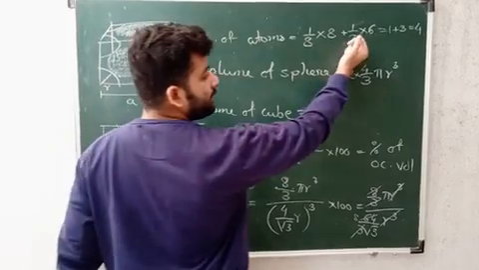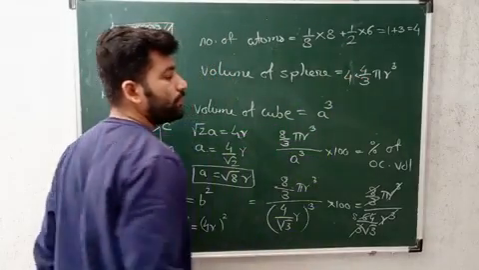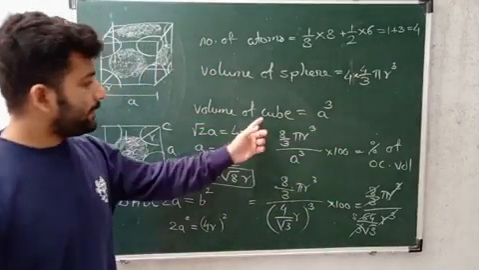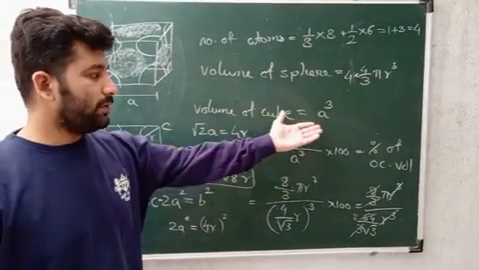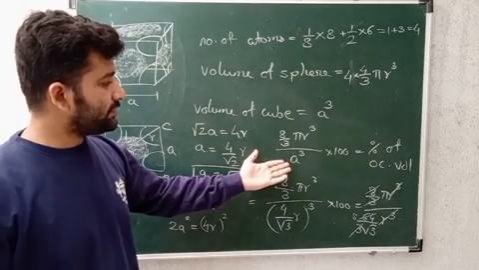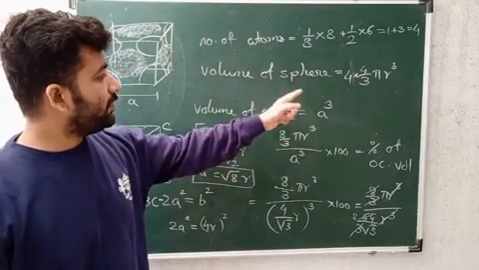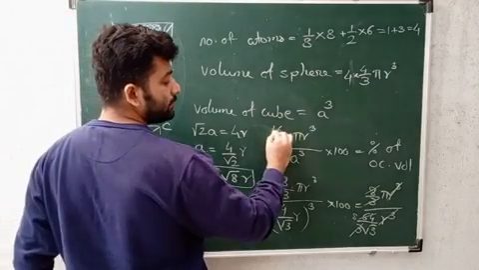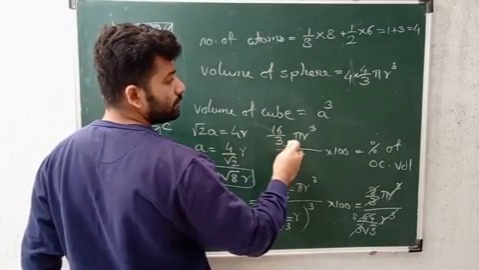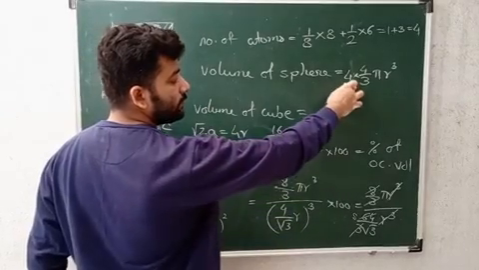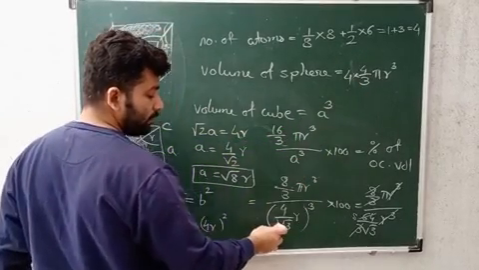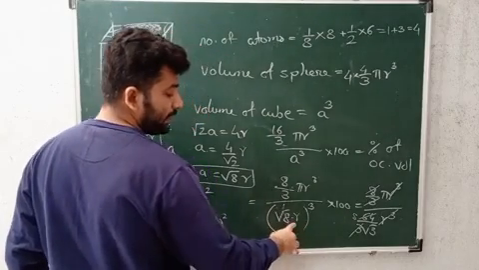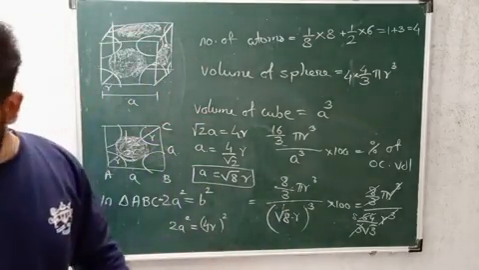So volume of sphere will be what? 4 into 4 by 3 pi r cube. A will be what? A cube. Volume of cube will always be A cube. Now we will substitute these values over here. I have the volume of sphere as 4 into 4, 4 4 is 16, 16 by 3 into pi r cube. Then A cube. A cube will be what? Root 8R. So I will substitute over here, root 8R into R cube into 100.